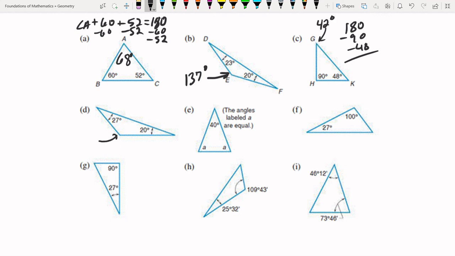All right, here we're trying to find that angle. Once again, 180 minus 27 minus 20. That gives me 133.